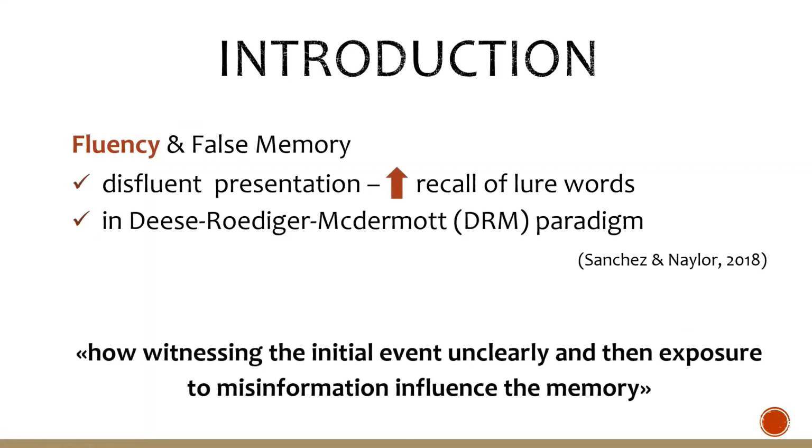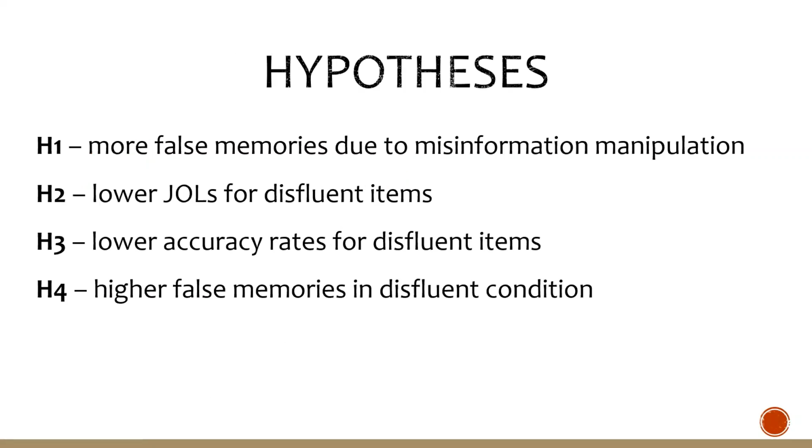So it's critical to examine how our memories are affected when we witness the initial event unclearly, and how exposure to misinformation influences subsequent memories in this case. In light of the related literature, we have 4 critical hypotheses. We expected to observe more false memories due to the misinformation manipulation, lower JOLs and lower accuracy rates for disfluent items, and higher false memories in the disfluent condition.